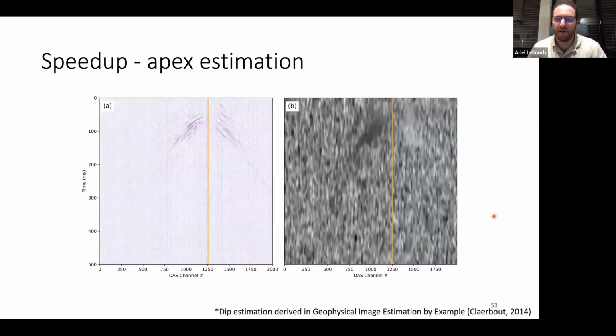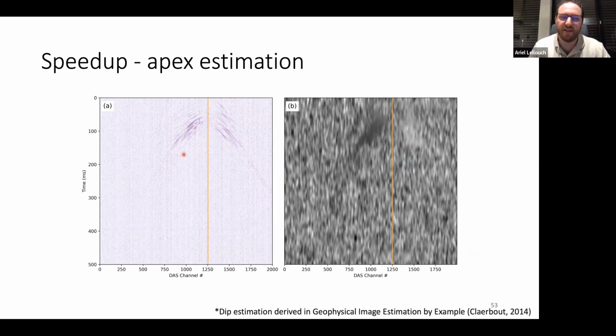Yeah, let's skip that part. Just a way to automatically estimate the location along the fiber. We're basically looking for a point around which the slopes of the events are reversed. We're basically looking for an image, kind of a mirror image. We did it using a nice technique from John Claerbout's book, basically estimating the dip of the image.